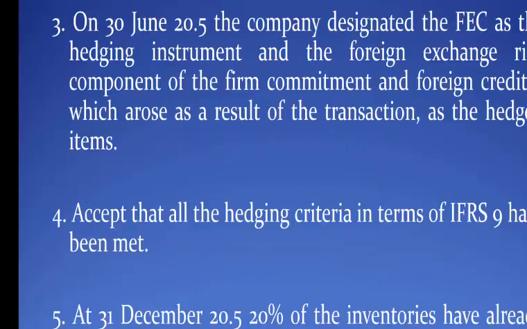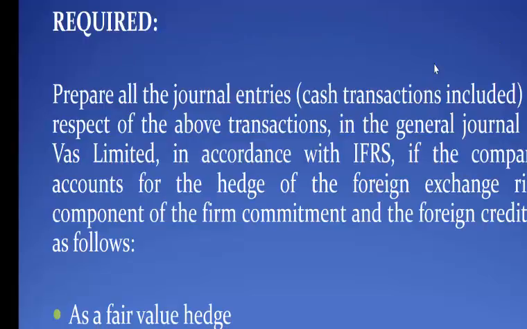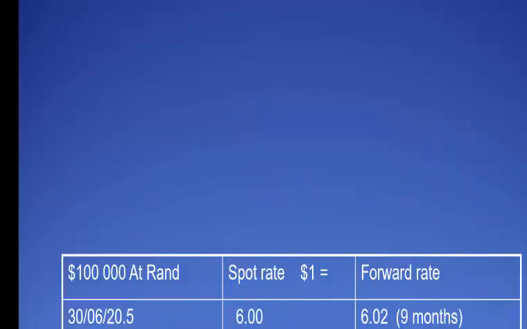And then in number 6 you just have that additional little note there: selling prices are determined by adding 25% of cost. You can go and look at that yourself in this question. Let's focus on the firm commitment and the firm commitment liability. There's the question, and we're going to treat it first as a cash flow hedge. So let's look at the timeline.